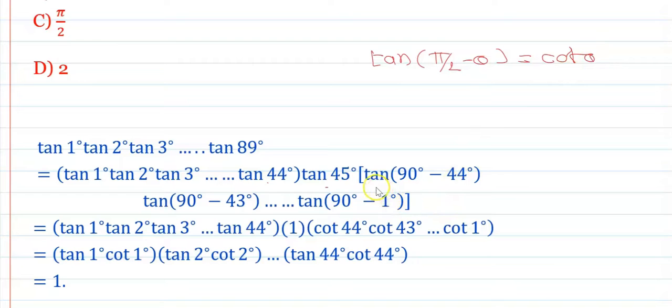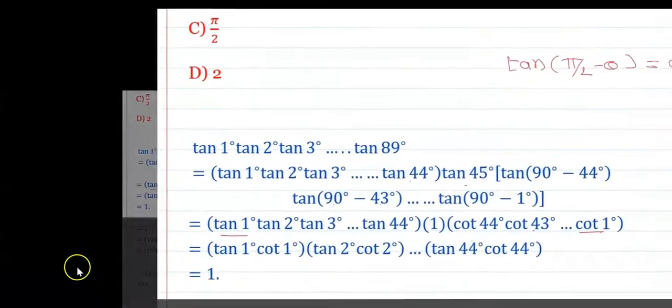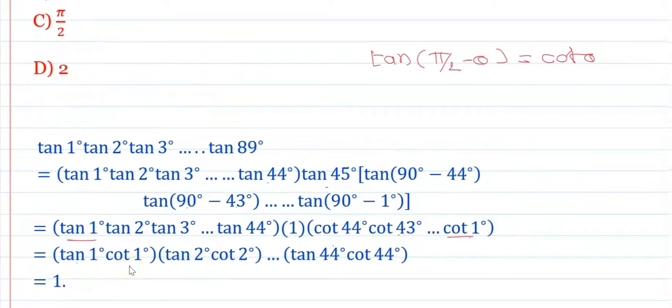And therefore, tan of 90 minus 44 is a cot of 44. Tan of 90 minus 43 is a cot of 43. Up to the tan of 90 minus 1 is a cot of 1. Now the next. Tan of 1 into cot of 1 is 1. Because tan of 1 into cot of 1 means what? 1 upon tan of 1. That tan gets cancelled. Tan of 2 into cot of 2, again that gets cancelled, and hence up to this the value is 1 into 1 into 1. Tan of 45 is also 1, and hence you will get the answer as 1.